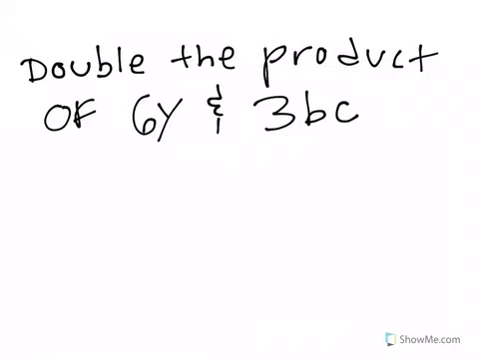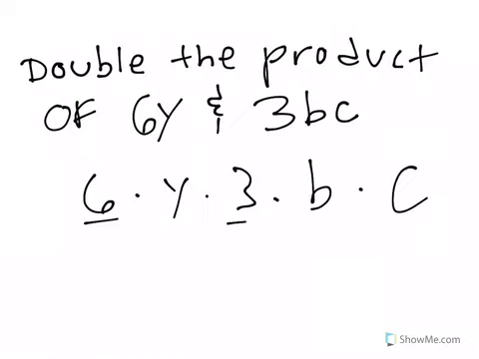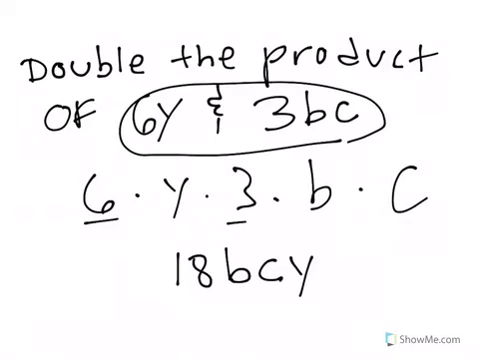Okay, now I've got one last example for us to look at. Double the product of 6y and 3bc. Well, we can break this apart. First, we have 6 times y times 3 times b times c. We're going to multiply these together. 6 times 3 is 18. We're going to put the variables in order. So we're going to have b, c, y. And this is the product of these.